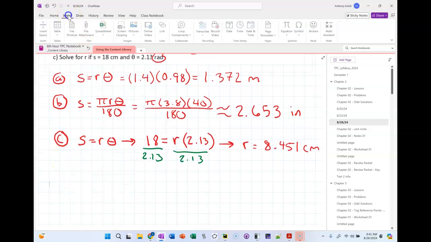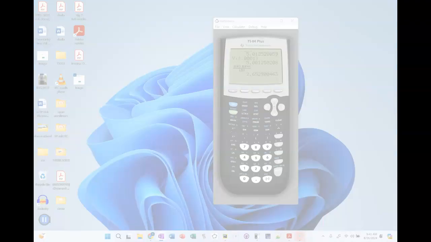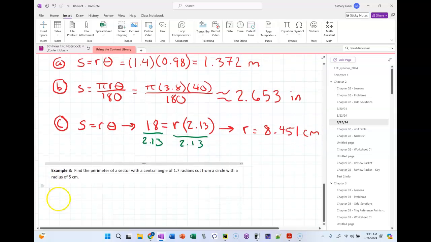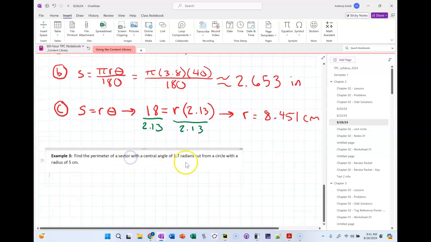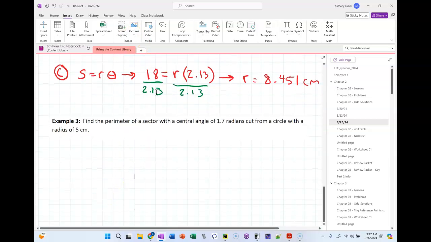Who remembers what a sector looks like from geometry? Does anybody remember what a sector is? Because that's the key there, right? For this it says, find the perimeter of a sector with central angle of 1.7 radians cut from a circle with radius 5 centimeters.